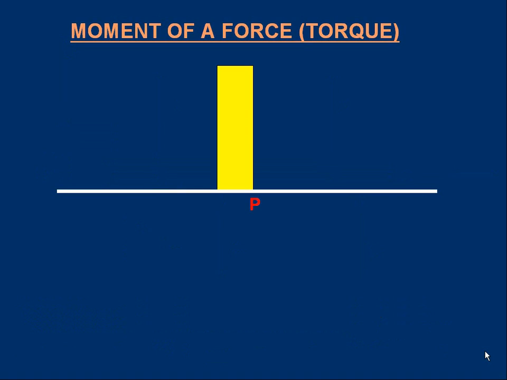Now, let's look at another problem. There's a block standing on the ground. I've labelled the bottom right corner P. Let's put a force of 20 newtons to the right applied there, and let's say the point of application of the force is at a height of 2 meters above the ground.